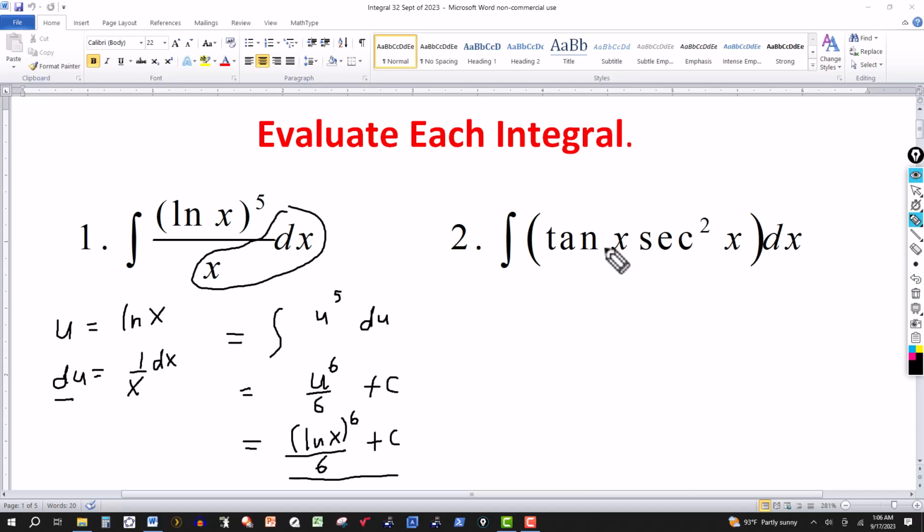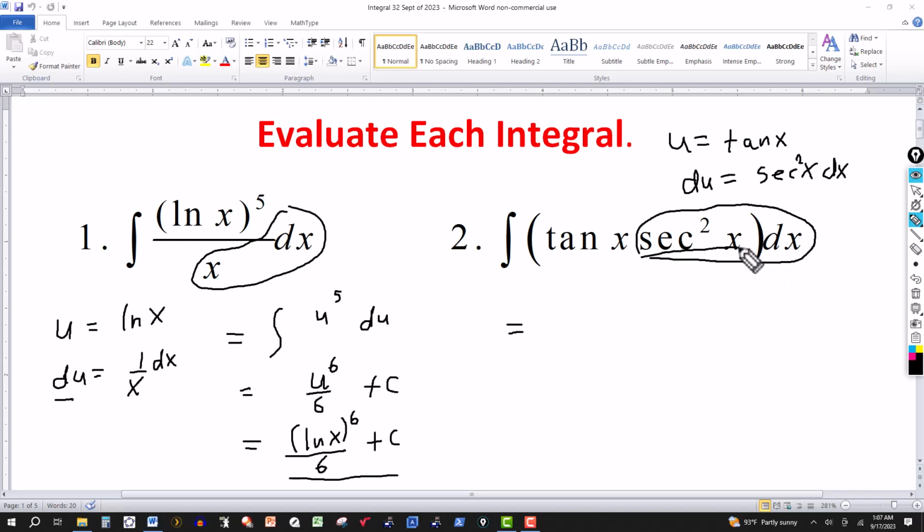Now in the second one, I got tangent of x times secant squared of x. So the derivative of tangent is secant squared. So let's let u equal tangent of x. Then the derivative of u will equal the derivative of tangent of x, which is going to be secant squared of x, and then dx. Now we convert the integral to one involving the variable u instead of x. So again, notice here, secant squared of x dx, right here, that's your du, and tangent of x is your u.